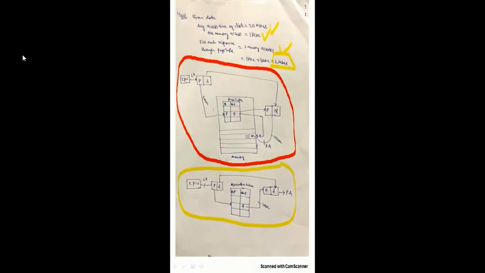I repeat, in the first case, the yellow case you see here, if a page is present in associative memory, we call it a TLB hit. If the page is not present in associative memory, we call it a TLB miss. If there is a TLB miss, you will come to the red case. In the red case, in case of TLB miss, again there are two chances.